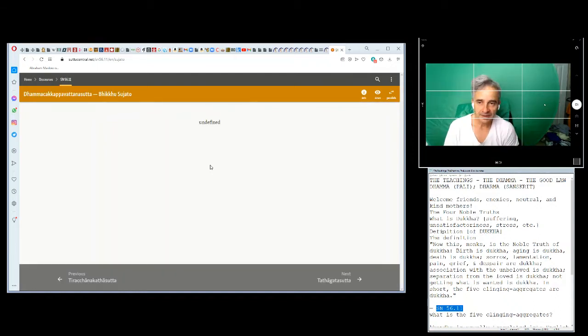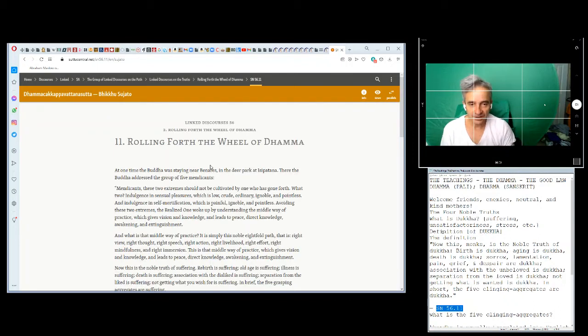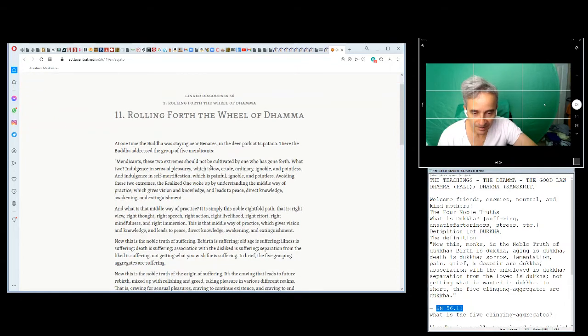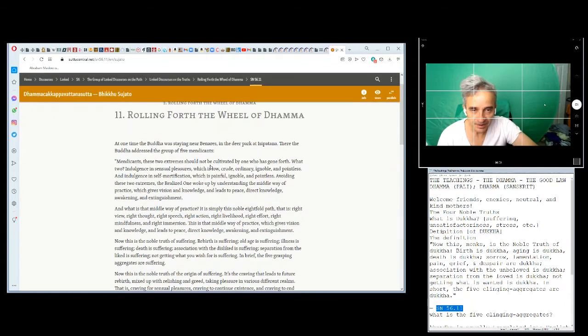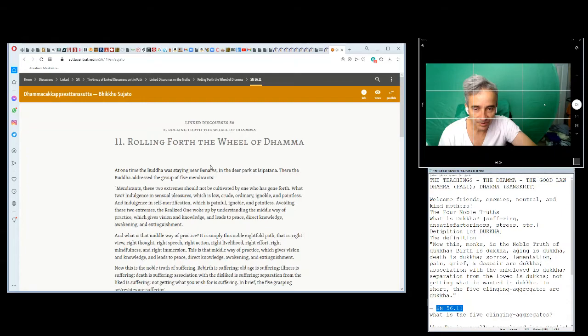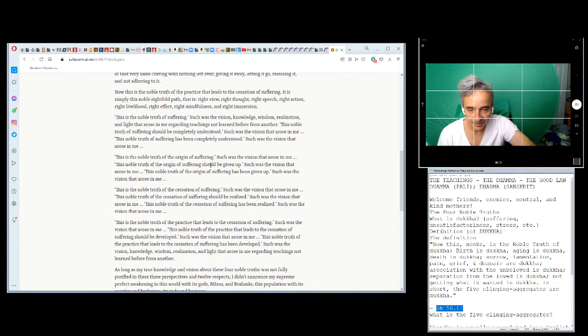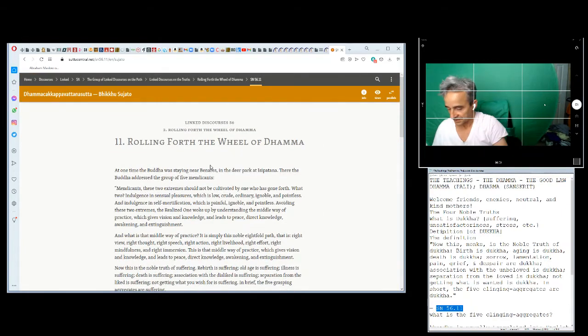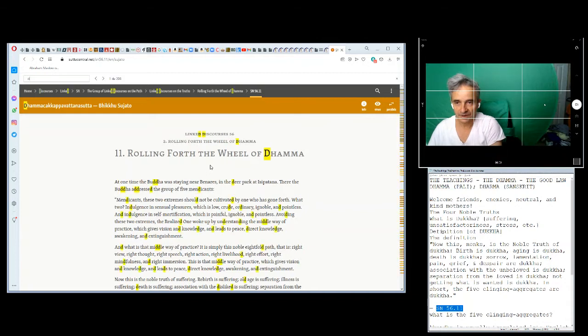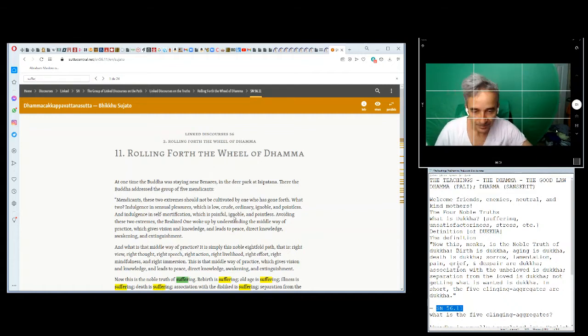Now this is the noble truth of suffering. Rebirth is suffering. Old age is suffering. Illness is suffering. Death is suffering. Association with the dislike is suffering. Separation from the liked is suffering. Not getting what is wished for is suffering. In brief, the five grasping aggregates are suffering. Oh, that's an interesting translation by Sujato.